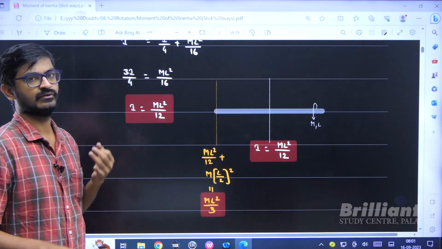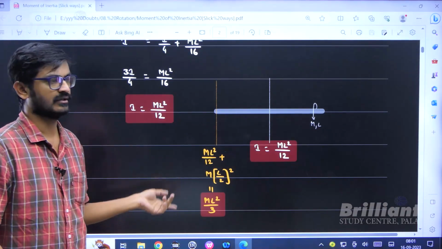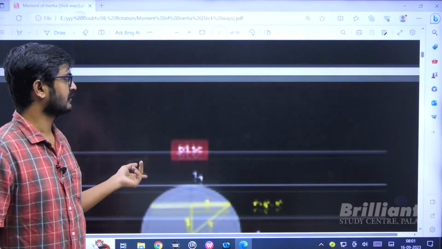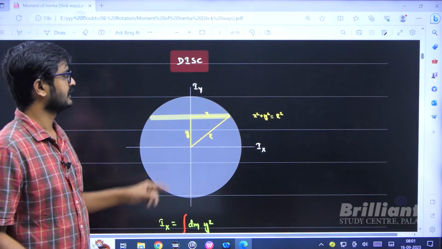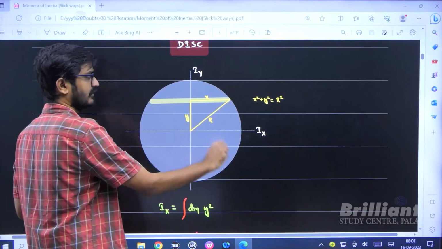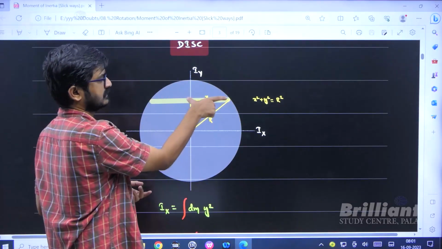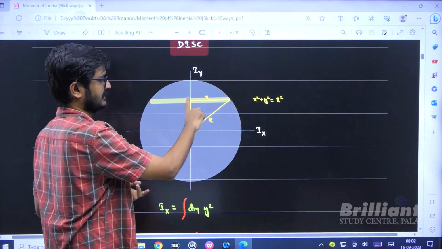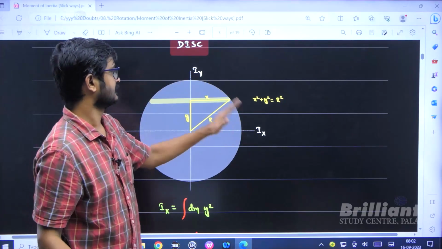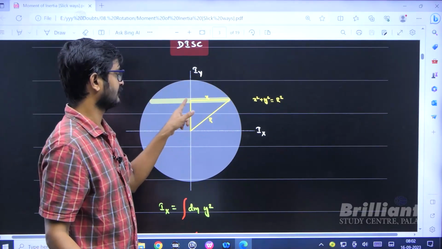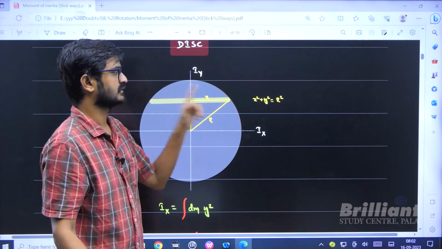So right now we know what is the moment of inertia of the ring on the rod. So we'll try to find the moment of inertia of the disc. Now disc, what I am doing is I am breaking it into many rods. Now this rod whose length is x and which is at a distance y. So this is my x axis, this is my y axis, and now from this triangle I know x square plus y square equals r square.